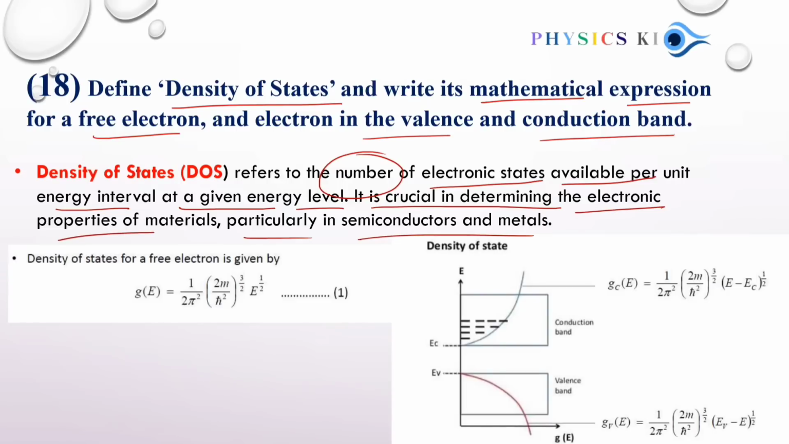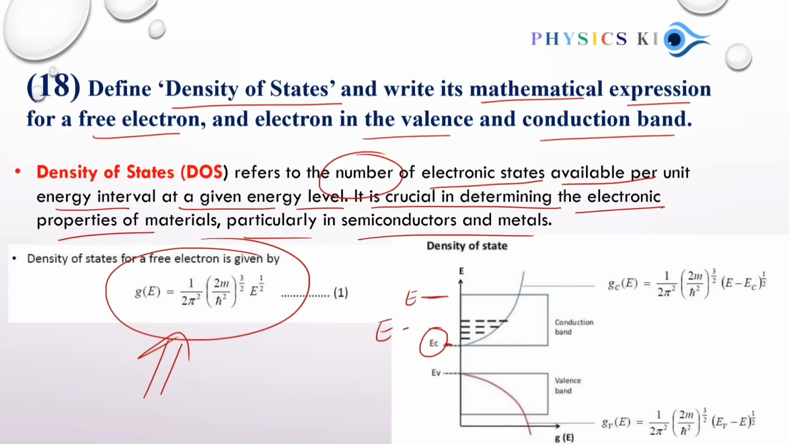Just remember this equation for the free electron density of state: g(E) equals 1 by 2 pi square, (2m by h-cut square) raised to 3 by 2, E to the power 1 half. Now for the conduction band, everyone knows this is the conduction band, this is energy E, this is Ec. So the energy is E minus Ec. Just replace E with E minus Ec, and the rest of the things are the same. That is (E minus Ec) raised to 1 half for the conduction band.